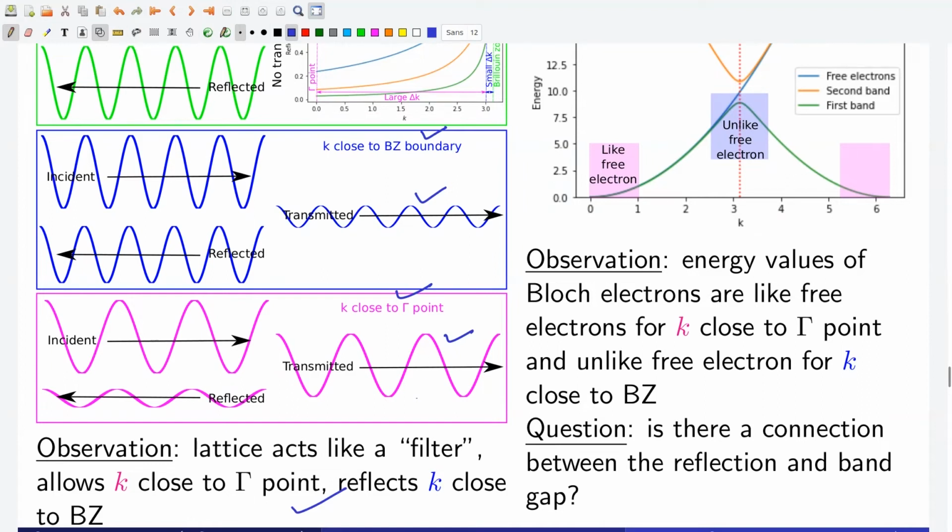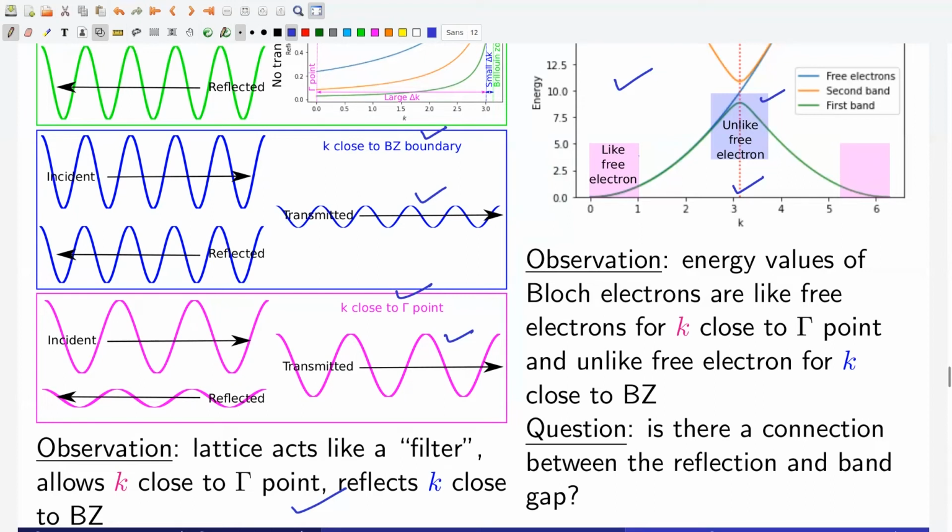However, as K value of Bloch electrons moves closer to the Brillouin zone boundary, its behavior starts deviating from that of free electrons. Comparing the energy of free and Bloch electrons, we find a similar trend. Close to the Brillouin zone boundary, as shown by the red dotted line in the figure, energy of Bloch electrons and free electrons differ significantly.